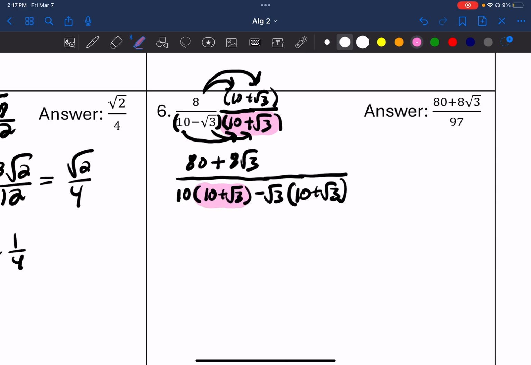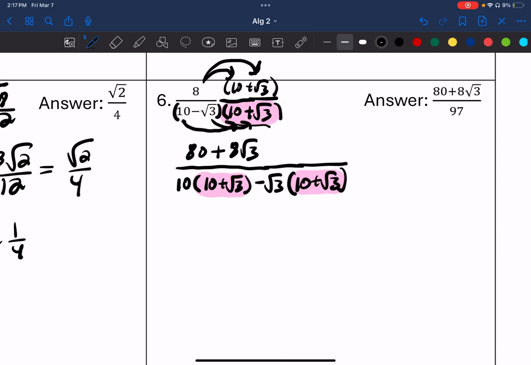Right, you need to watch out. See, this term is the same as it is there and there. You're just multiplying it by this first and then this. And then we can distribute again, and that would be 80 plus 8 root 3, keeping the numerator the same. You do this and that.